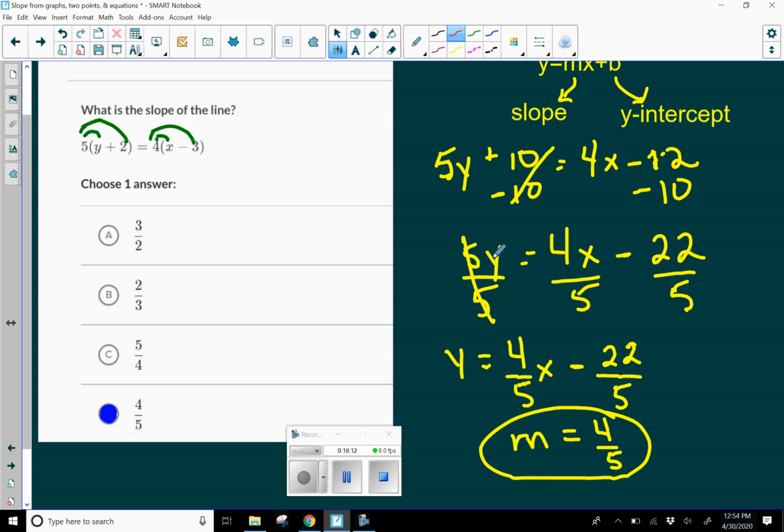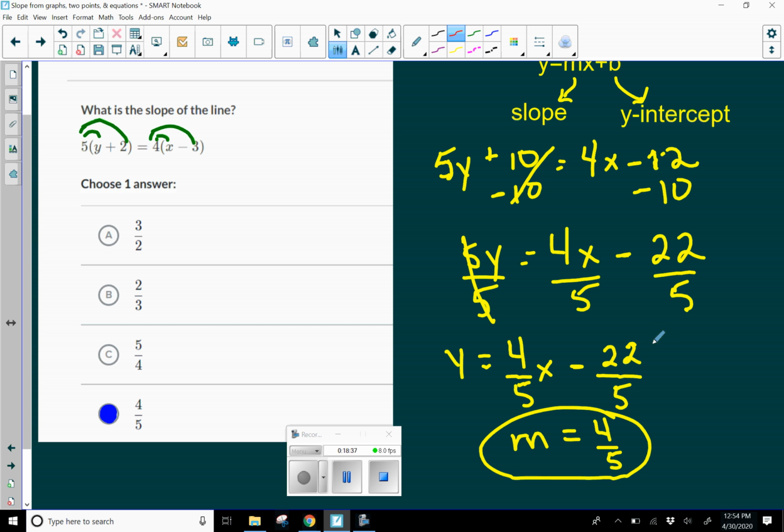And now to get y by itself, since there's a coefficient of 5, remember that means multiplication. So we're going to do the opposite, which is division. So I'm going to divide through by 5. And what we do on one side, we have to do to the other. So each term on the right needs to be divided by 5 also. That's going to leave us with a final equation of y equals 4/5 x minus 22/5.